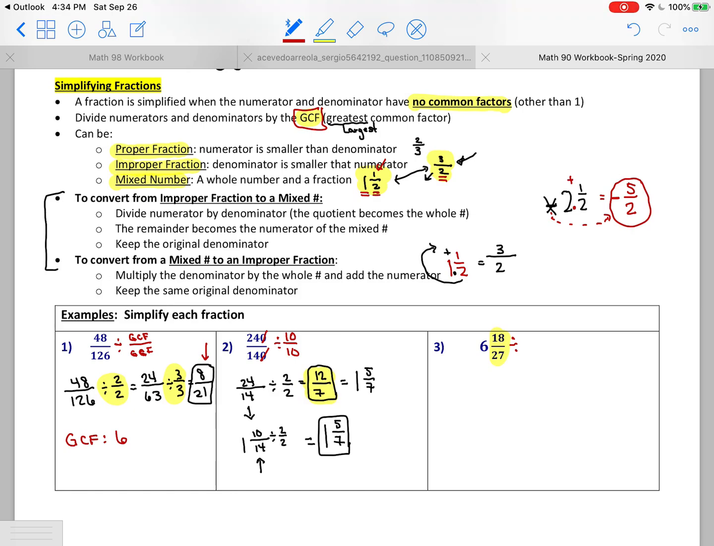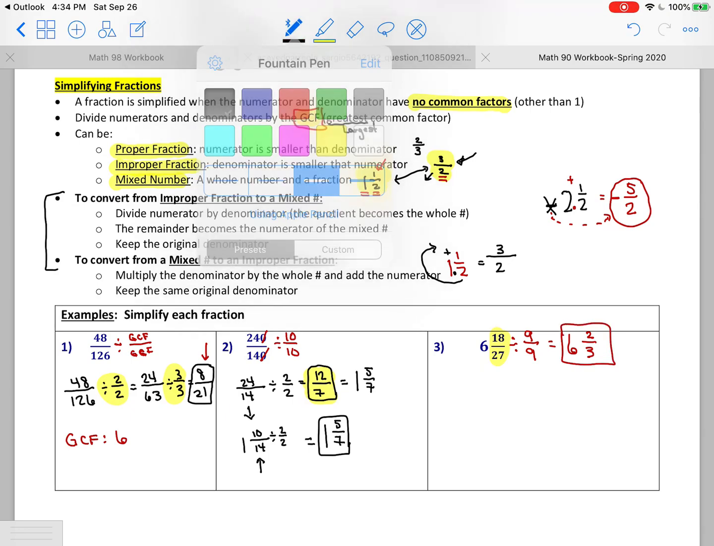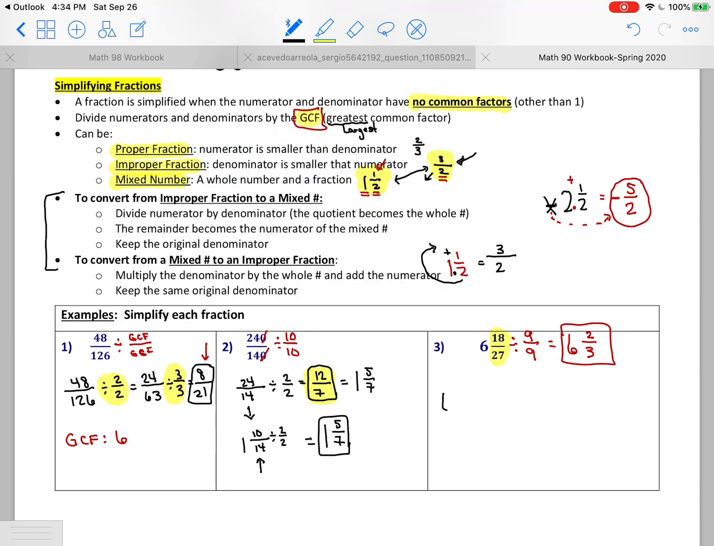Okay, we could start with 3. We know that 3 would go in. And we also know that 9 will go in, right? So we could immediately just cut to the chase and say, okay, well, this is the same then as 6 2/3, right? If we knew that, we could get right to the point. If we didn't know that, that's okay. We would take it a little bit slower.